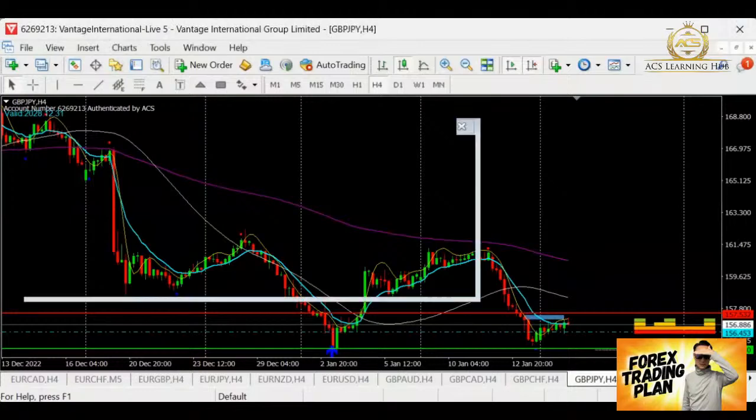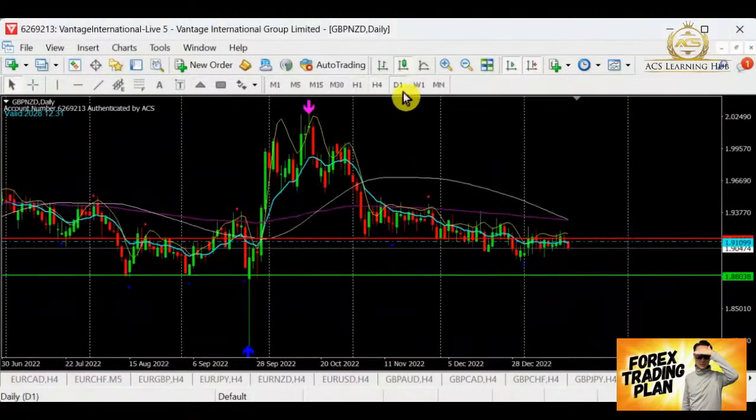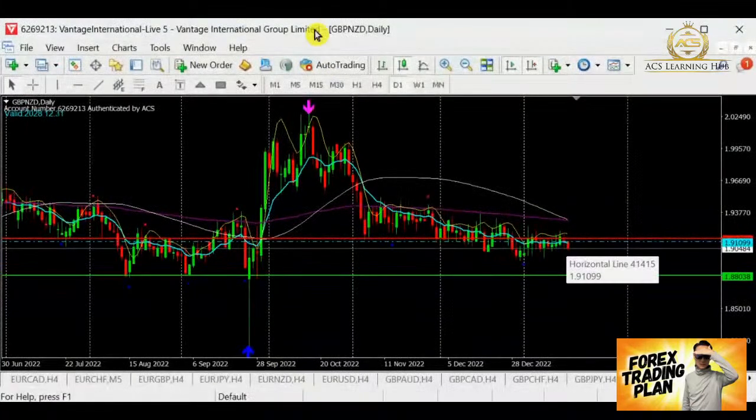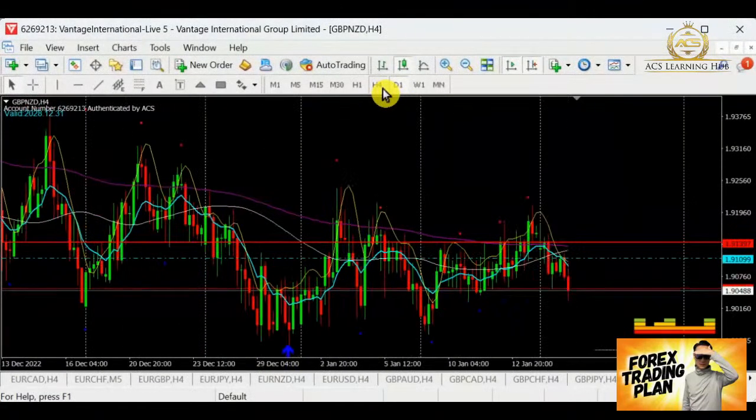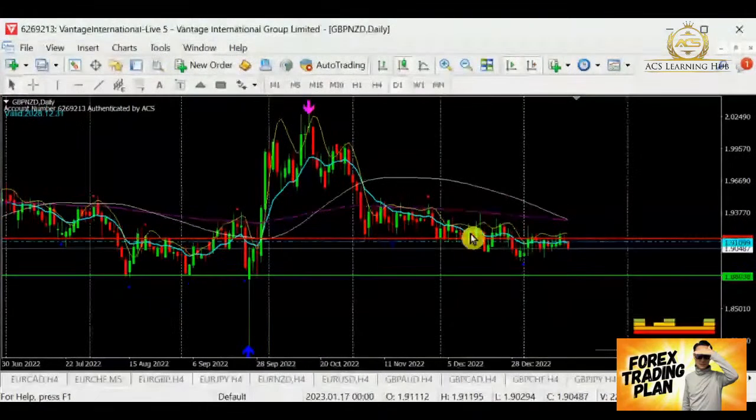Okay, so for pound kiwi, a bit flat over here. As we can see, it has been ranging for quite a while, and now the ranging seems like it has started to sell down. Okay, so over here, let's take a look.